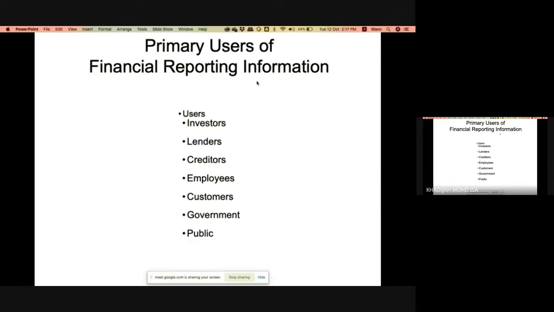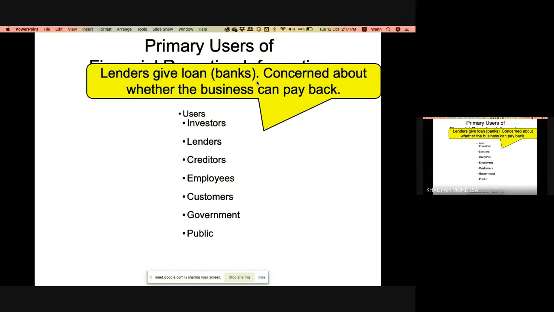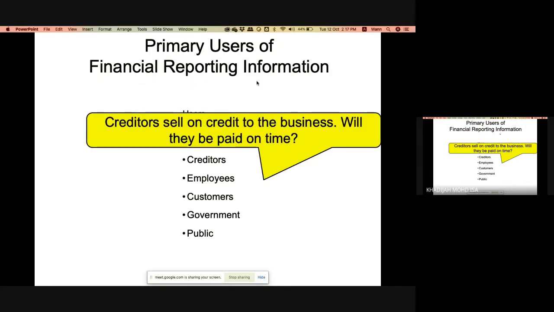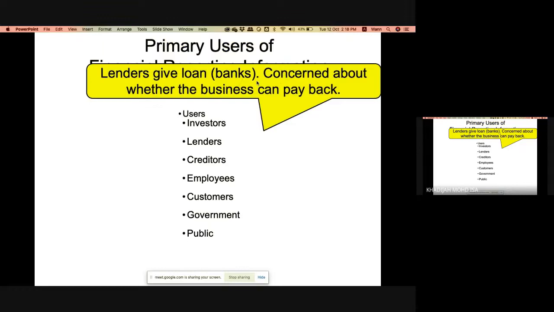Employees, and you also have your customers, government and the public in general. The lenders and investors want to know the risk and returns from the company. How much dividend the company pays out, how much profit the company is making, because that will be converted into their returns in the form of dividends.